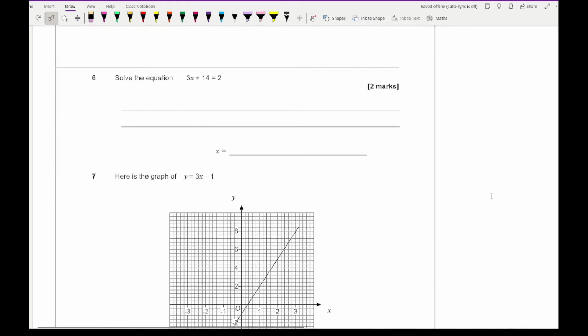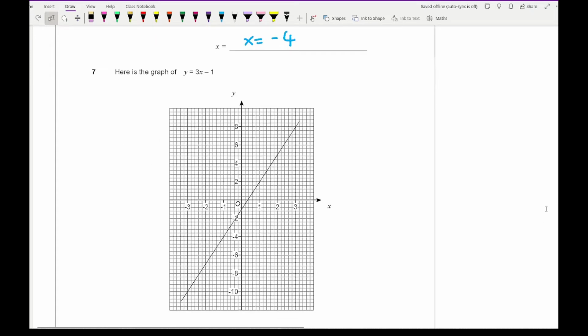Looking at question 6, it says solve the equation. Well, it's relatively simple, this one. So we get rid of the 14 first. So I have 3x equals minus 12. And then get rid of the 3. So x equals minus 4.